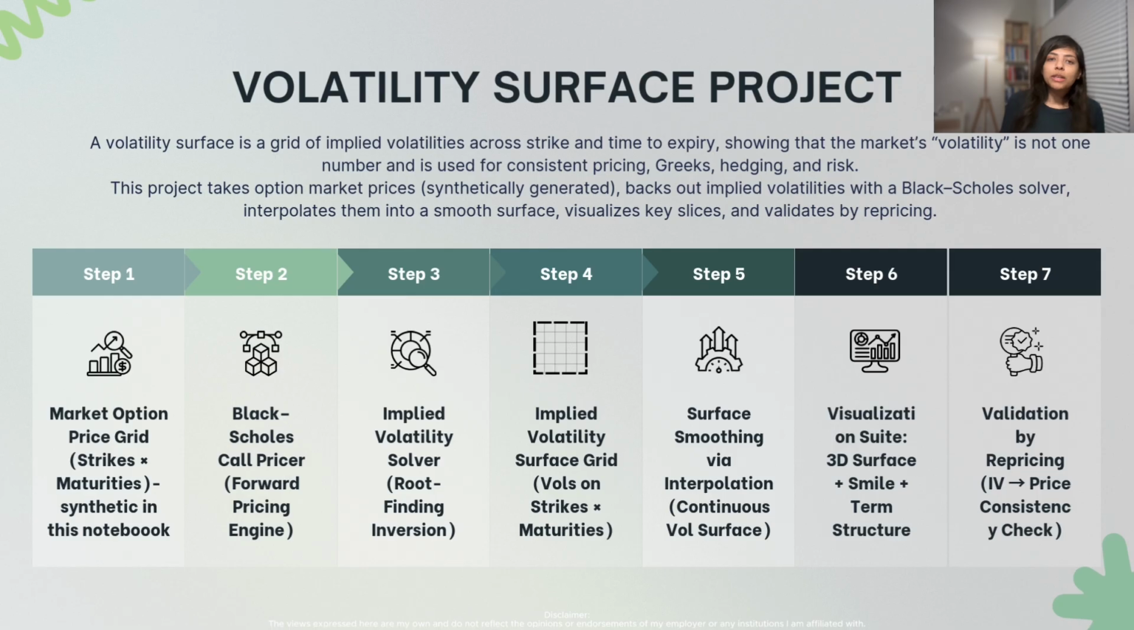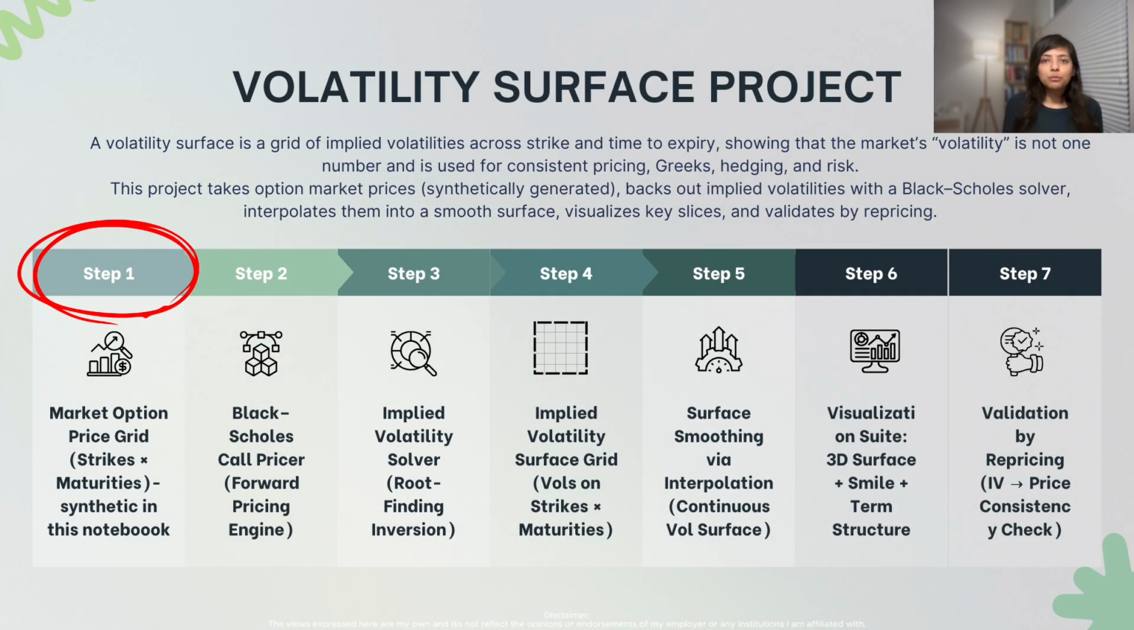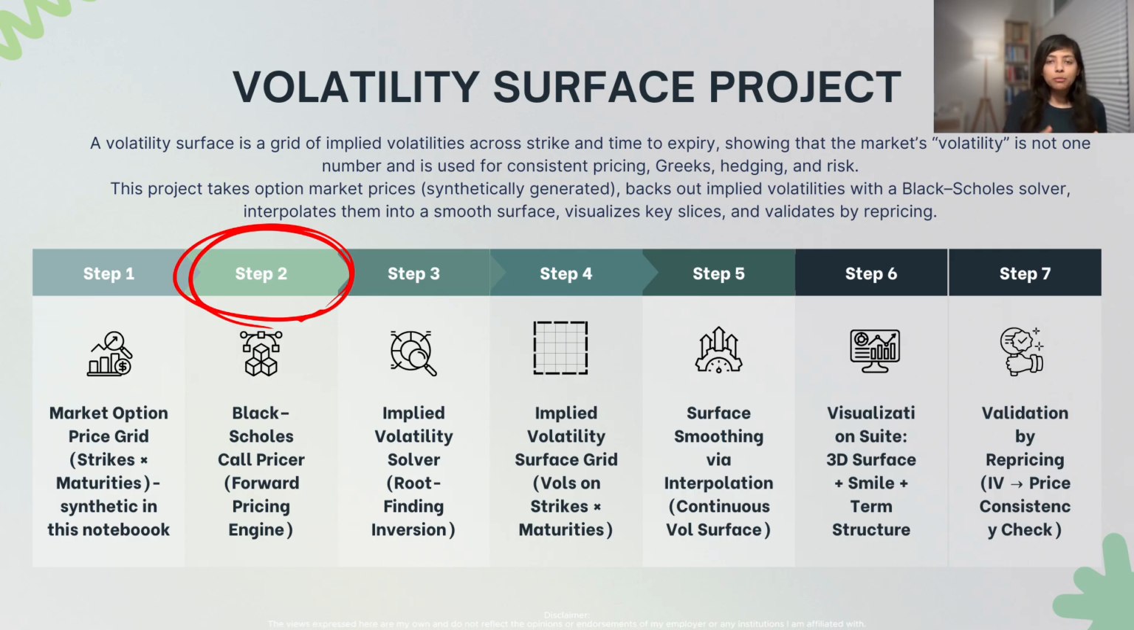First we start with a table of option prices organized by strikes and maturities. Each cell in this table represents the market price of a call option at that particular strike and that particular time to expiration. Then we implement the Black-Scholes call pricing formula from scratch. We need this because it's the forward direction. You give it some vol and it gives you an option price. We need to be able to do this reliably because we are going to use it a lot of times later.